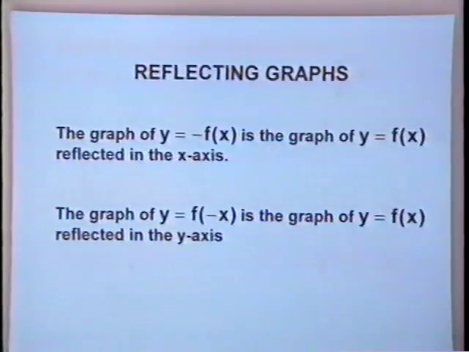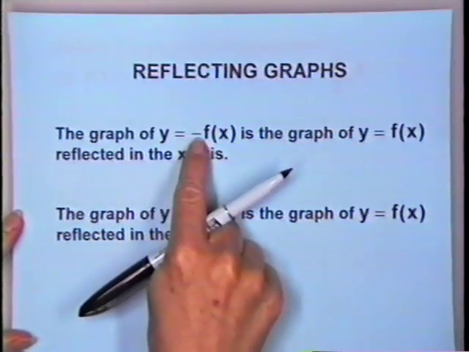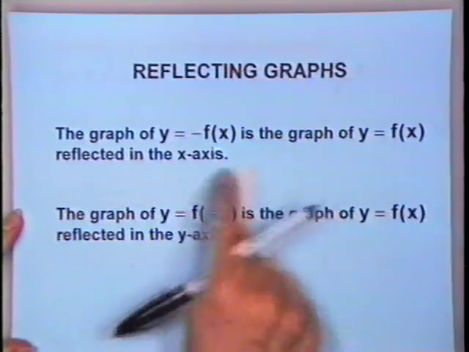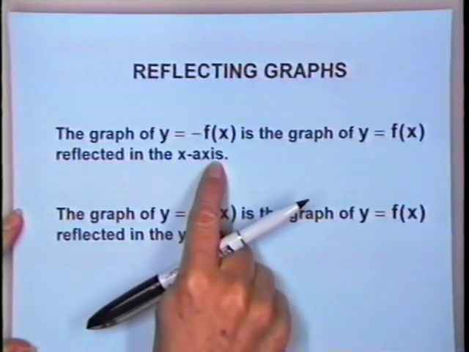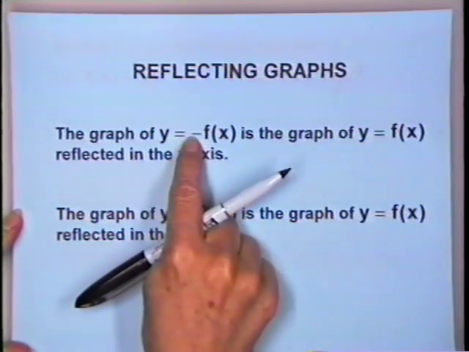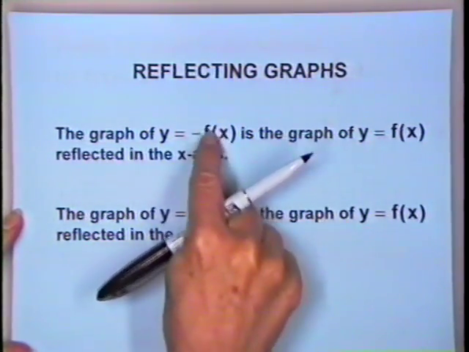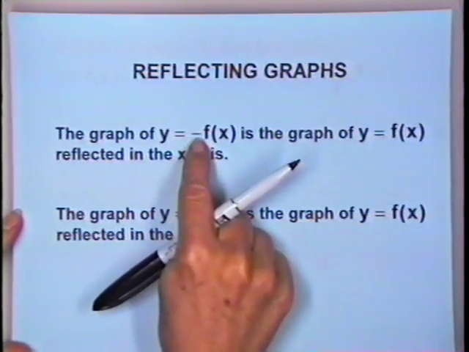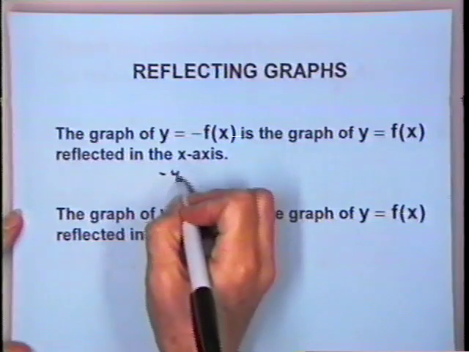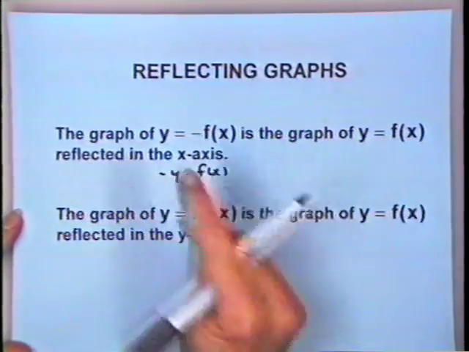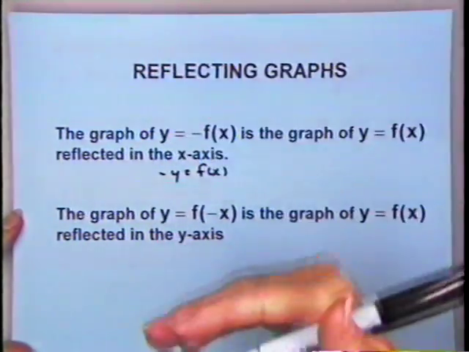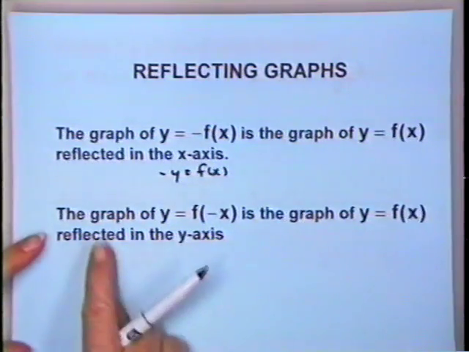Reflecting graphs. The graph of y equals minus f of x is the graph of y equals f of x reflected in the x-axis. Now notice here, y equals, and your negative is outside the function. In other words, you do the function first, and then you apply the negative. In that case, remember, we could multiply both sides by negative 1 and get negative y equals f of x. And so y has been changed to negative y. If you change y values to negatives, then you reflect over the x-axis. Okay? Now, check this one out.